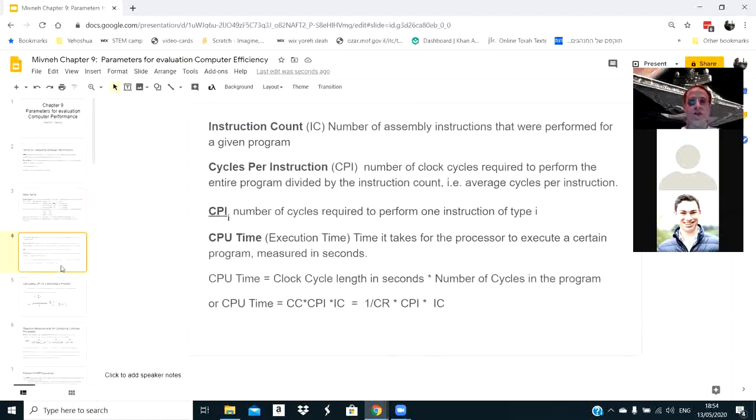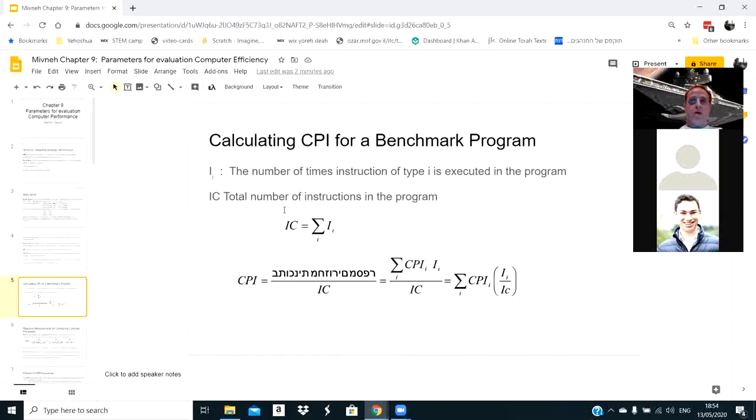So once we say that the CC is equal to 1 over CR, I can replace this CC with 1 over CR and leave the other two. So I can say it's the frequency times the CPI times how many instructions there are. That's the CPU time. And now we have basically a very simple statement that looks complicated, but it's really very simple.